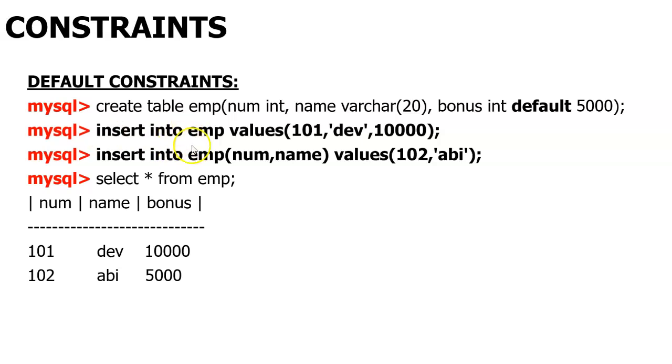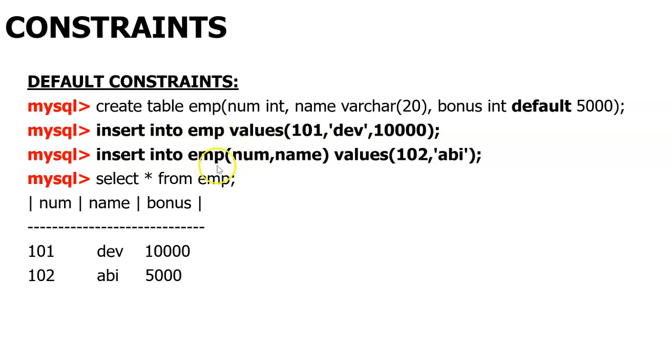Insert into table values: number is 101, name is Dev, and bonus is 10,000. So the first row is created. Next is insert into EMP. Here see, I am passing only two values. I have num, name, bonus, and from this I'm going to pass values for only two columns. Then you have to mention which two columns you are going to pass. You have to mention that next to your table name.